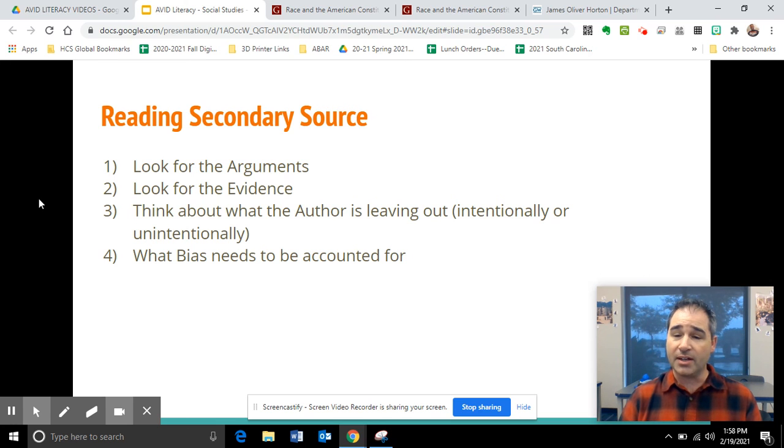Or are they leaving it out unintentionally? Is there just so much information about that topic that there are certain things that are being left out that maybe they don't influence the argument? So we have to consider the argument in information that's being left out and why it could potentially be left out. And all of that is going to do is help us to understand the bias that we need to account for. So reading in history is a lot about trying to understand who's writing, why they're writing, just as much as about what they're actually putting into that article.